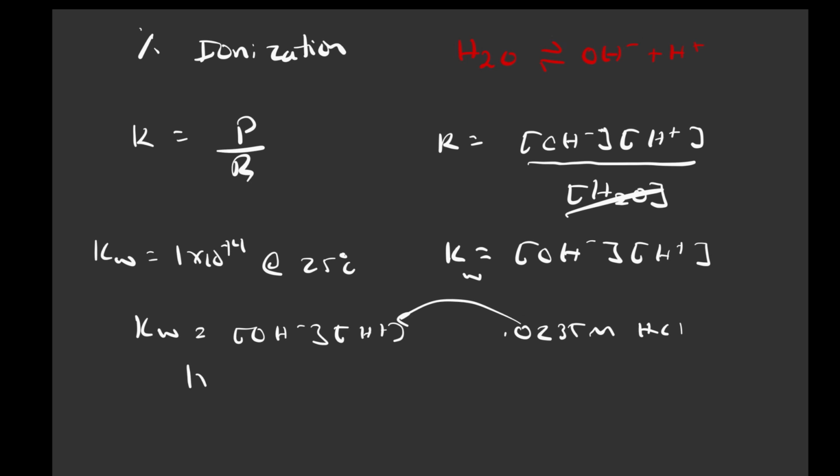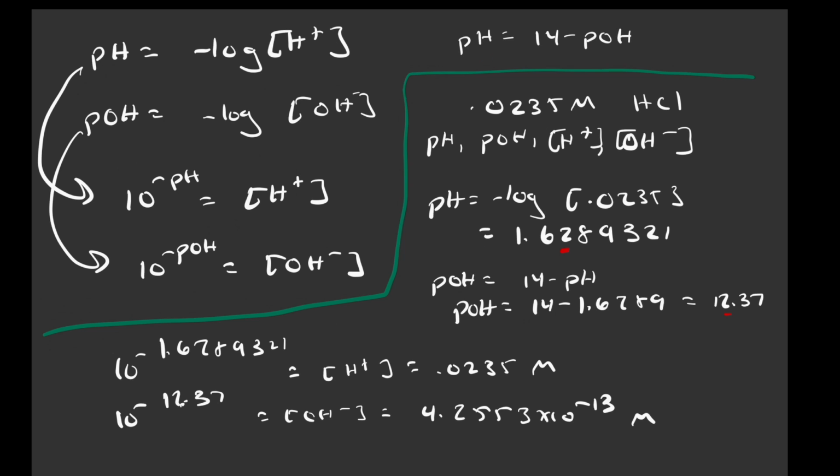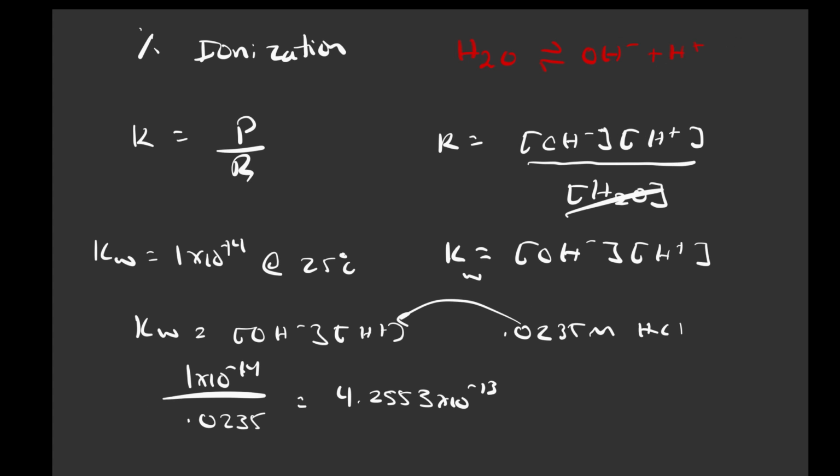If we were to do that, let's set it up here. Divided by 0.0235, we would get 4.2553 times 10 to the negative 13, which is exactly what we got on the previous problem. You see how it's the same? So kind of what does this mean for us?